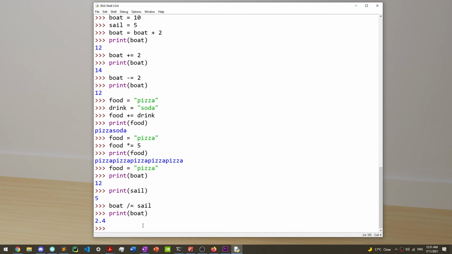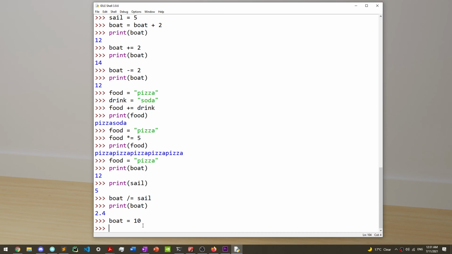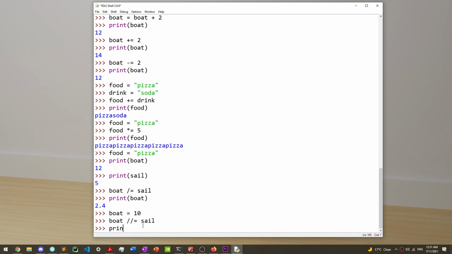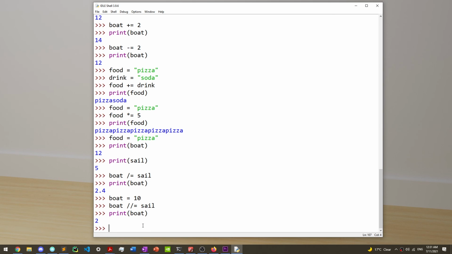Okay, so let's reset boat back to equal to 10. And let's see what would happen if we said boat divide equals sail. Well, what would happen is we would expect it to equal 2. So let's print out boat, and we get exactly that, 2. Because we took boat, divided by 5, and then reassigned it to the boat variable.